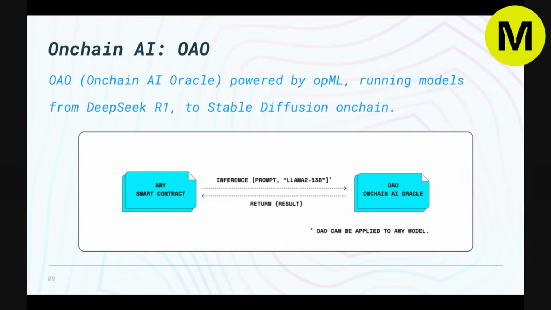Based on this OPML technology, what we built is called the on-chain AI Oracle, or OAO for short. It is an Oracle powered by OPML, and it supports models from DeepSeek R1 to Stable Diffusion. Right now we support around 30 AI models, most of them language models, and some are text-to-image, image-to-image, and text-to-video models.